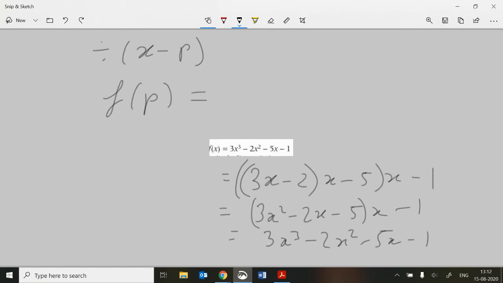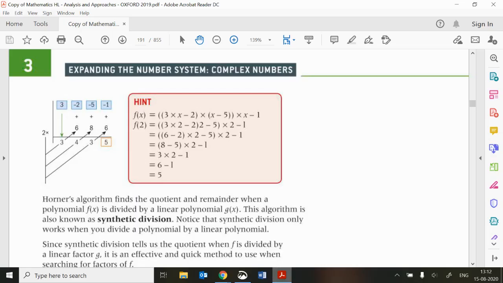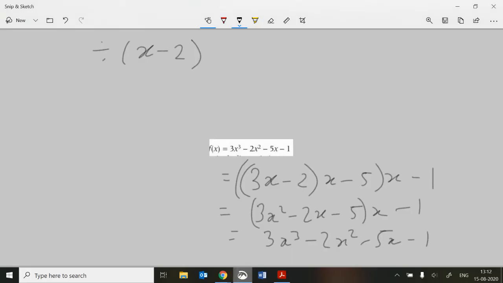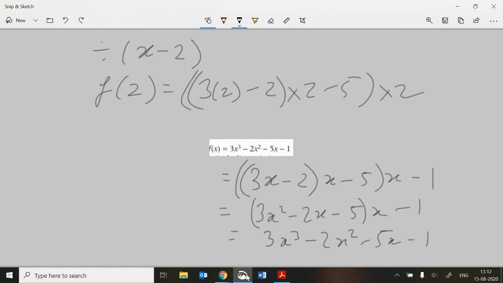Okay, so for example, if we take this one back, if we say we're dividing by x minus 2, and that's what the book chooses as well, so we're going to put in f of 2. Okay, so we're going to put f of 2 into this thing here. And what we're going to do is substitute the 2 into here. So we're going to say 3 times 2 minus 2 times by 2 minus 5 times by 2 minus 1. Okay, so that's the process which we're going to do.